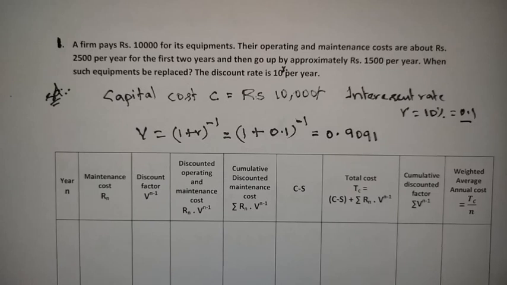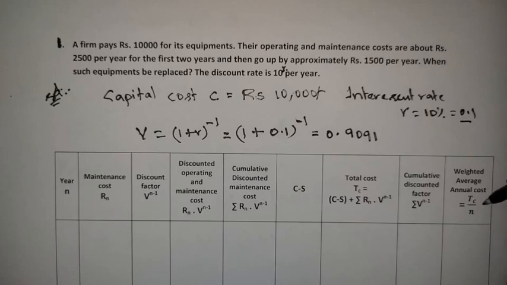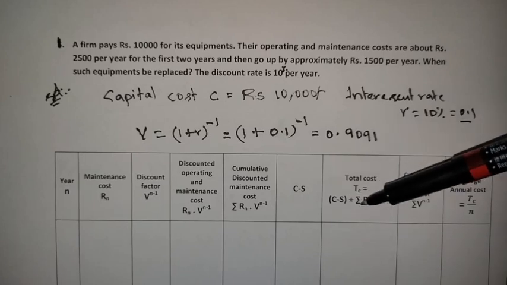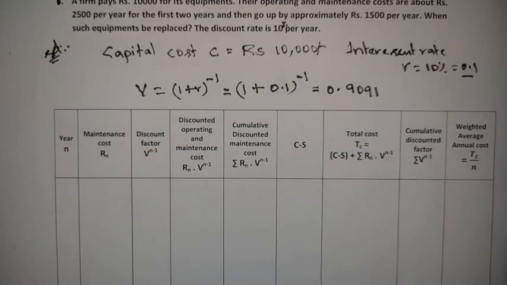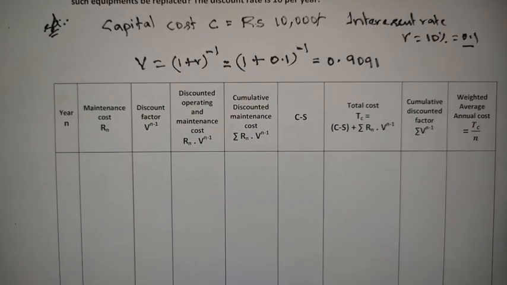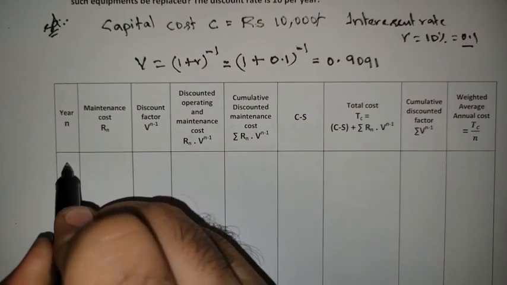So in the previous model we have calculated the average cost. Now for the present model, if the interest rate is given, we need to find the weighted average annual cost. So that is equal to TC by N, the same thing. But here the total cost is changing: C minus S plus sigma Rn into V power N minus 1. So now we need to calculate those terms. Let us find it for the first year.